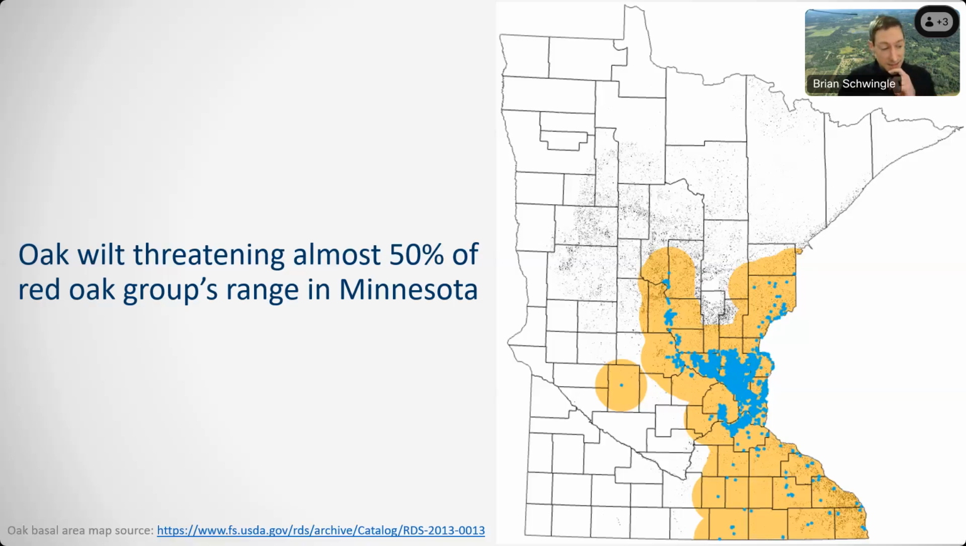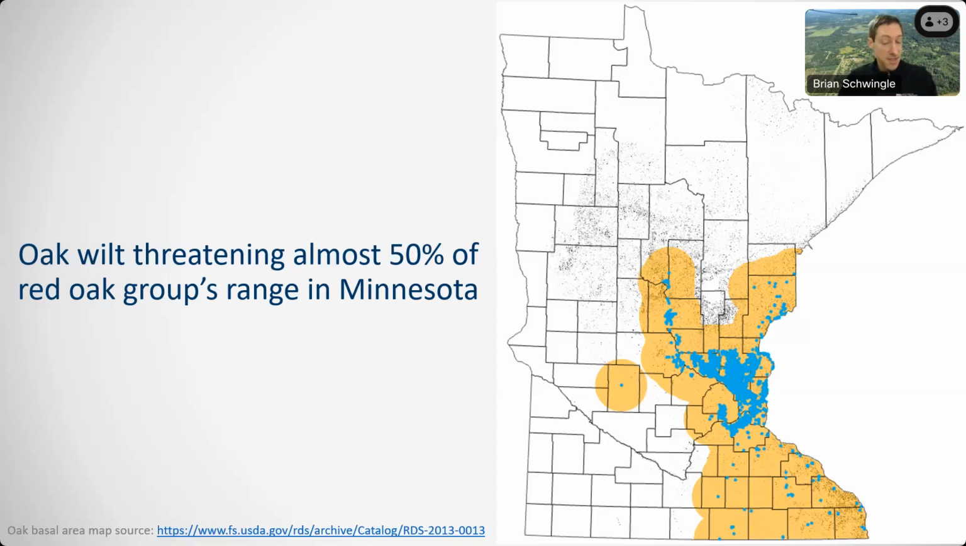Now, something that's very unique about oak wilt as an invasive species is that it's been here since the 1940s, yet it still has only covered about 50% of the range of red oak. I'm not sure of any other invasive species that has affected our forests that has moved so slowly.